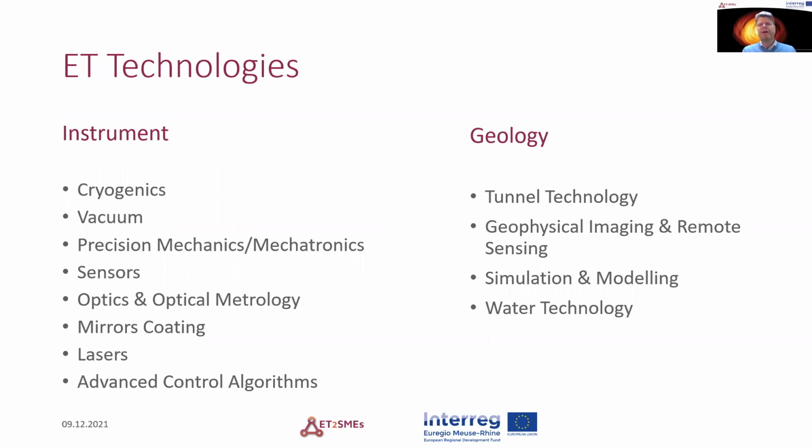Now, as Ralf Meyer already indicated, when is the product relevant for the Einstein telescope? That is if the product or the technology is based on the technologies that are relevant in the Einstein telescope. We have 2 technology domains. One is really the instrument, the Einstein telescope, and the other ones are related to all the geology. Now, more details about the technologies can be found on the website ET2SMEs.eu.